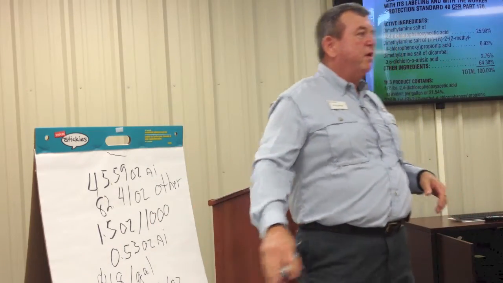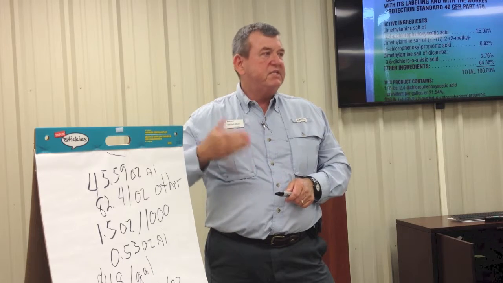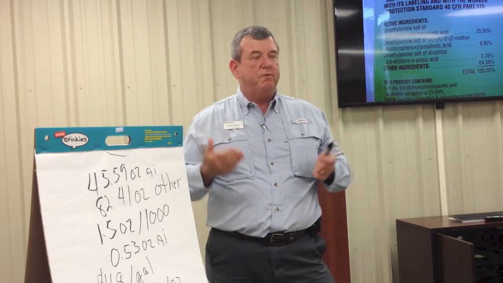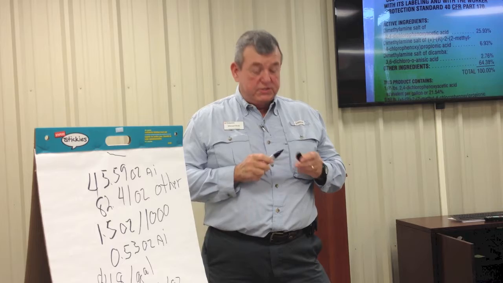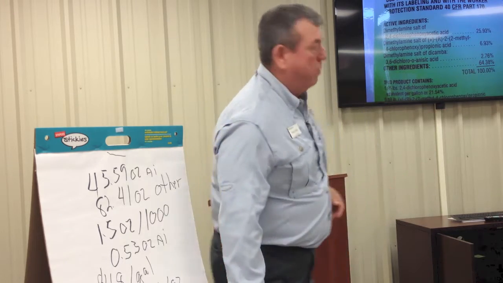Then your cost to treat your lawn per 1,000 square feet for material only is 56 cents. It costs you 56 cents per 1,000 square feet to treat the lawn. So that gives you an idea of what the value of this is. We'll look at another example.